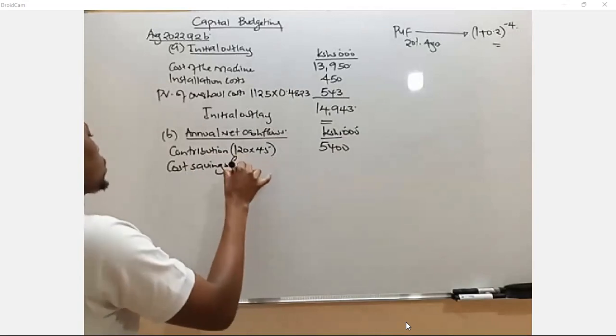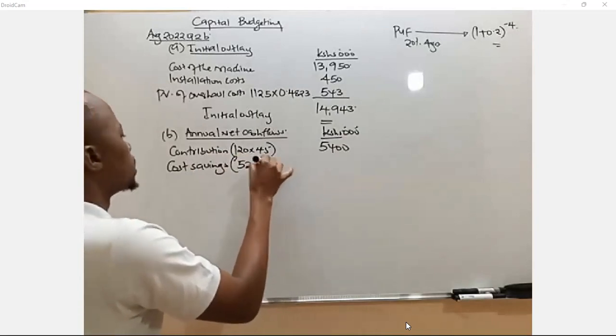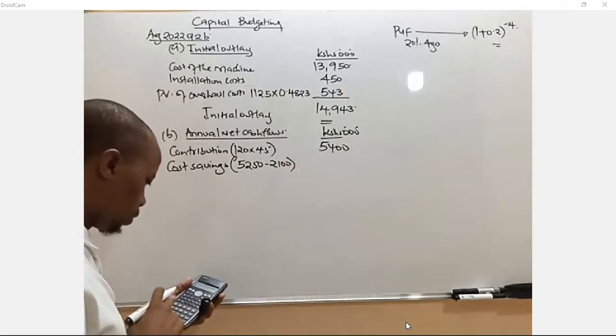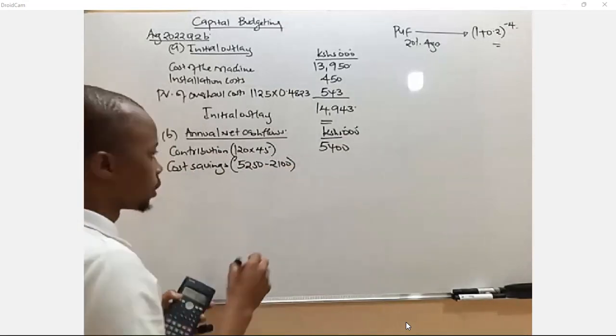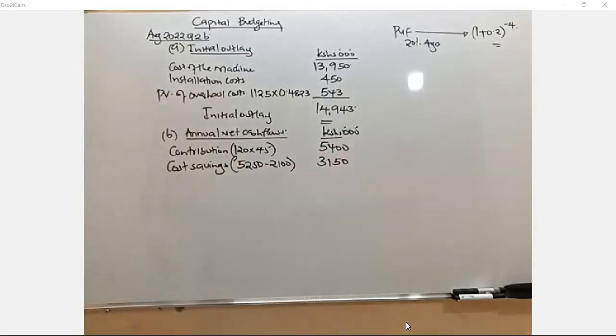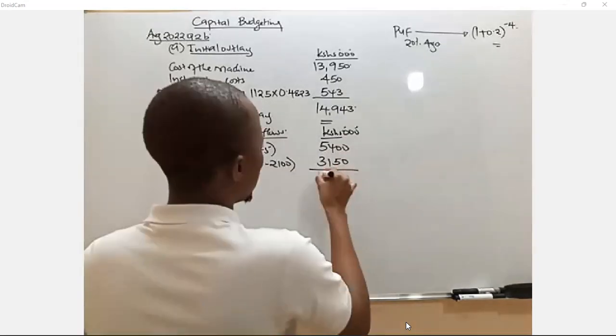The cost savings: we are going to be taking 5,250 minus 2,100, and we are getting 150. From there, you have to be asking yourself, is there anything that needs to be computed here? And we say no. In this case, we are getting around 8,550.